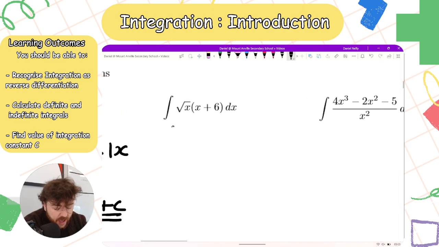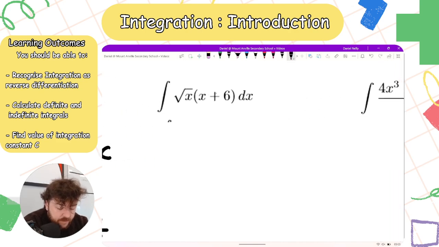And don't forget, plus c. Here, root x times x plus 6. Now, again, like I said, there's no product rule, quotient rule, or anything in Leaving Cert integration. If you do applied maths, you might be able to figure something out, but in terms of Leaving Cert integration, there's not much we can do here. But we'll multiply out the bracket. So first, I'm going to multiply this out. Root x is the same as x to the power of a half.